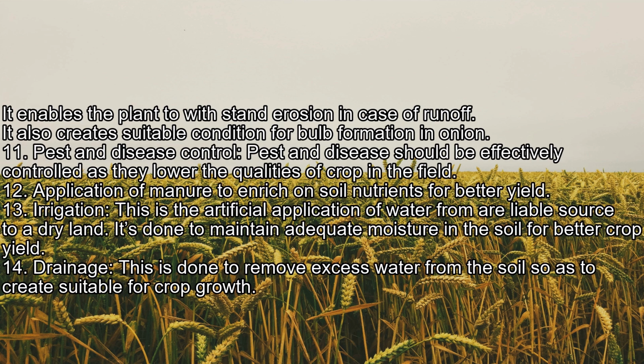It enables the plant to withstand erosion in case of runoff. It also creates suitable conditions for bulb formation in onion. 11. Pest and disease control. Pests and diseases should be effectively controlled as they lower the quality of crops in the field.